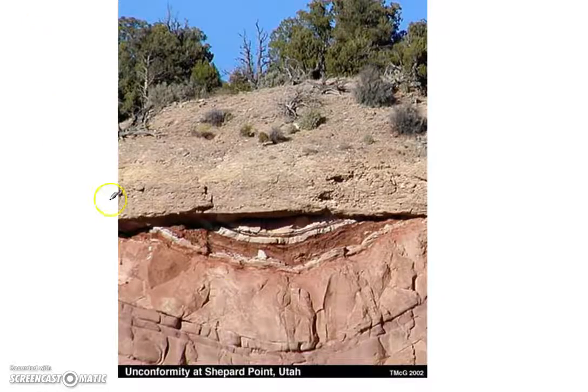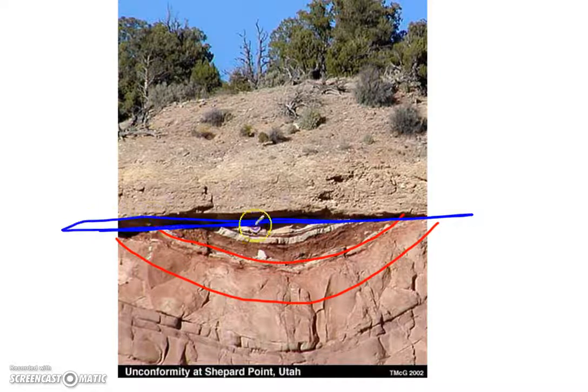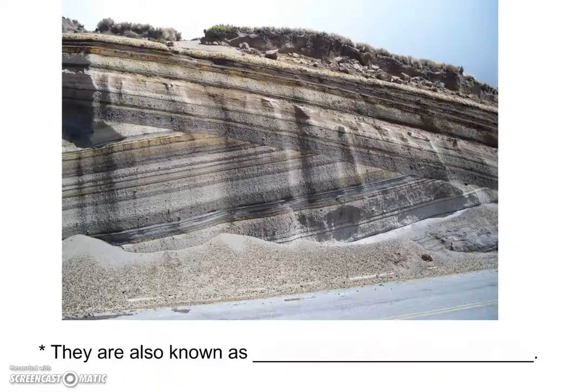This one's really easy to see, right? The rocks at the bottom are folded. You have some reddish ones and some white ones. And the folds just stop when they get up to this line right here. That's the unconformity. That blue line represents a gap in the rock record. And then these other sediments were deposited on top.